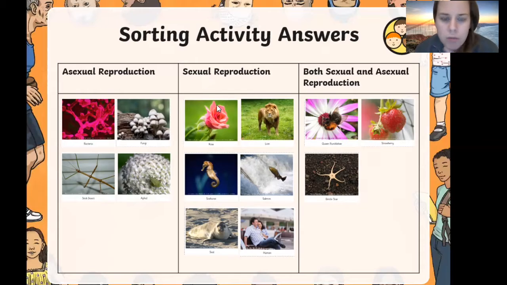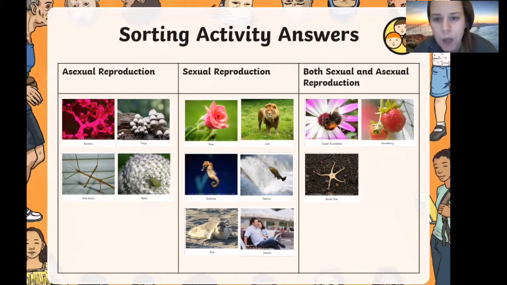We've got sexual reproduction, so this is where a male and a female are needed. We've got flowers. There are male and female parts to the inside of the plant. Both of those are needed to produce seeds. We have got lions, seahorses, salmon, a seal, and humans. For those 6, and amongst lots of others, a mum and a dad are required to produce a child.